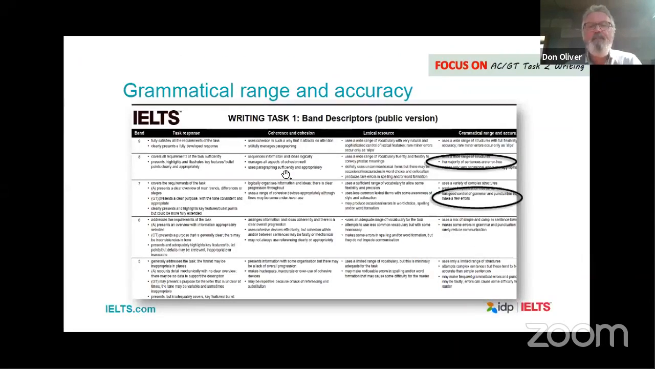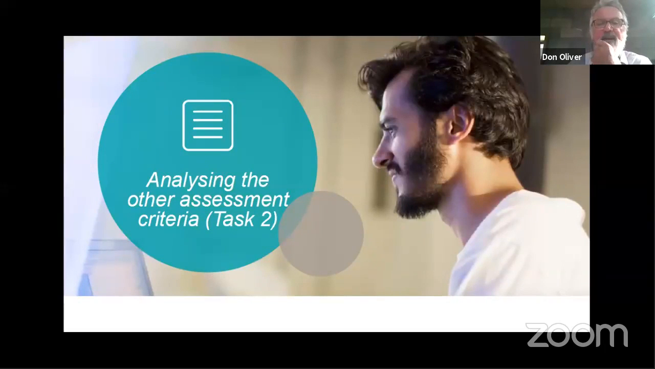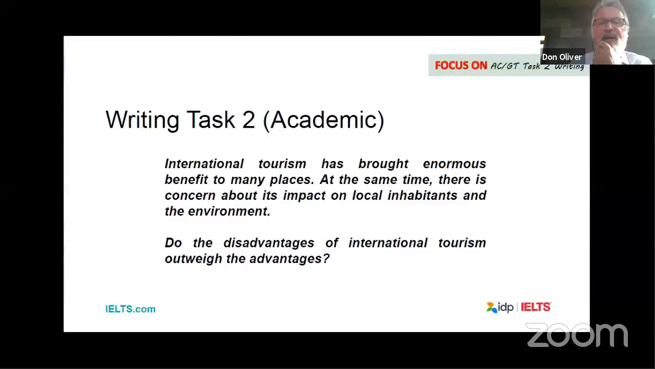Let's go on and look at the assessment criteria that we need to understand in order to get a good score for academic writing task 2. Here is another example of a task, and here the statement is quite long and a little bit complicated.